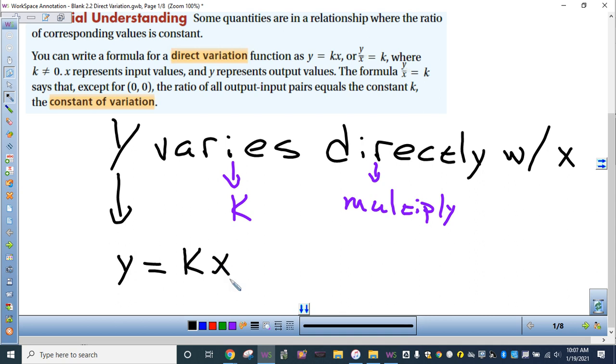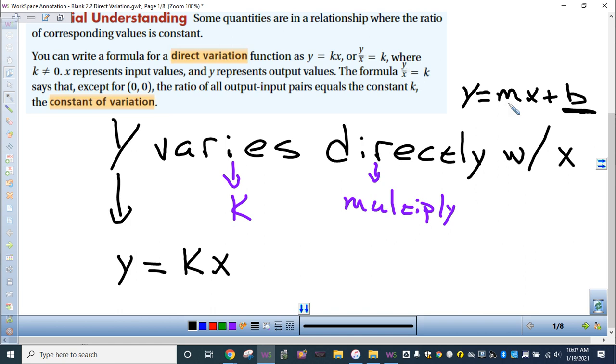So that equation looks a whole lot like y equals mx plus b, right? Y equals kx is the same equation. You guys lose your minds over this equation. You're like, oh my god, it's so hard. It's not. It's easier than slope-intercept form. So don't make it any harder than that. There is no b in y equals kx. They just switch the k from an m to a k. So again, no big deal.